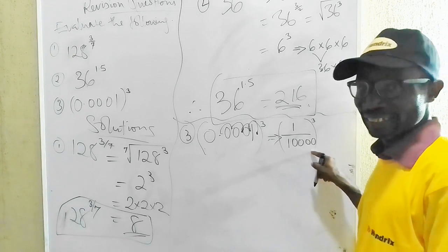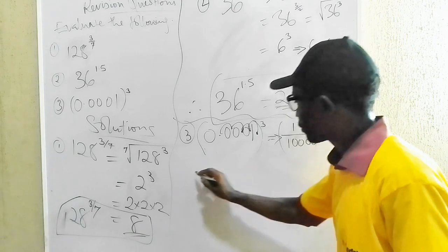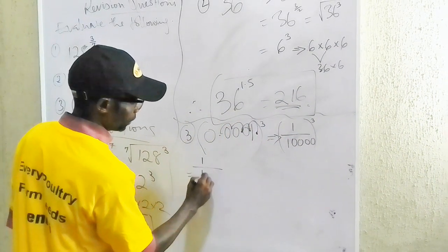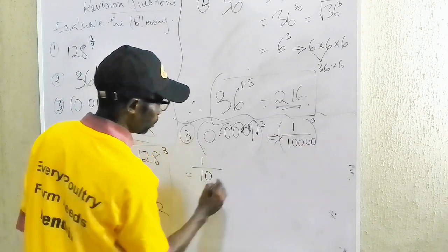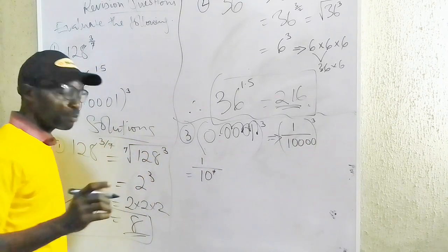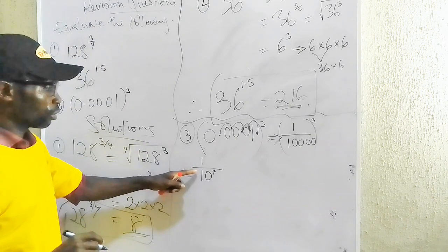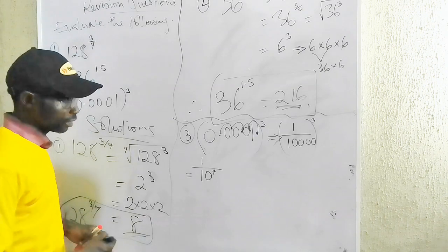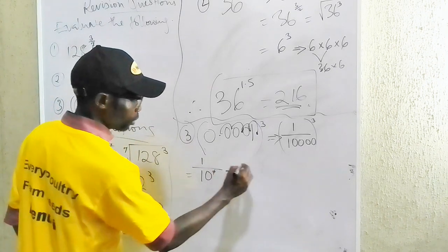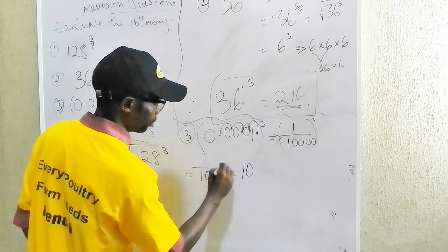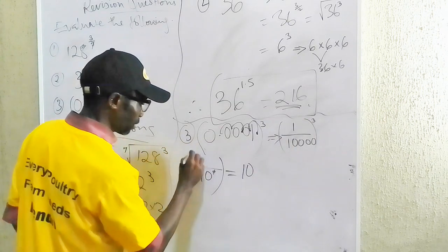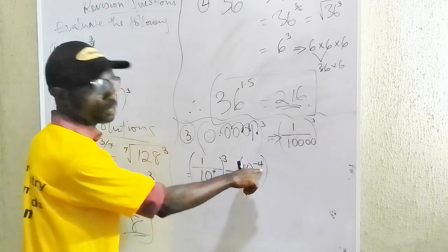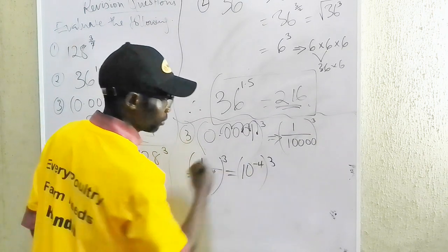Now this is the same thing as writing it as 1 all over 10 raised to the power 4, which is 10 raised to the power 4. Now remember one of the rules, the rule of reciprocal exponent. This is going to become 10 raised to the power of, please let's not forget this, minus 4. Negative exponent. Now power 3 is here.